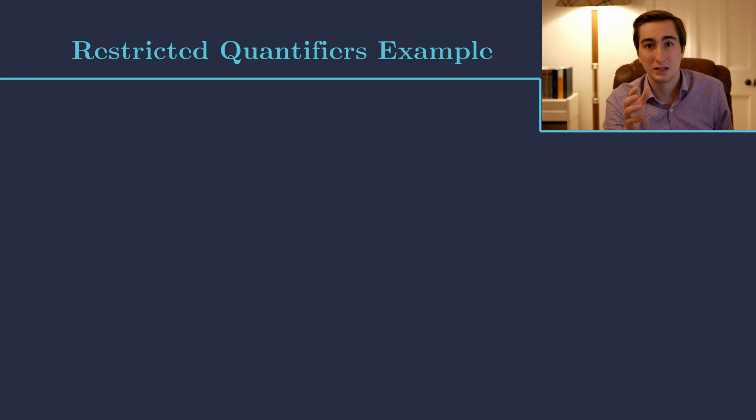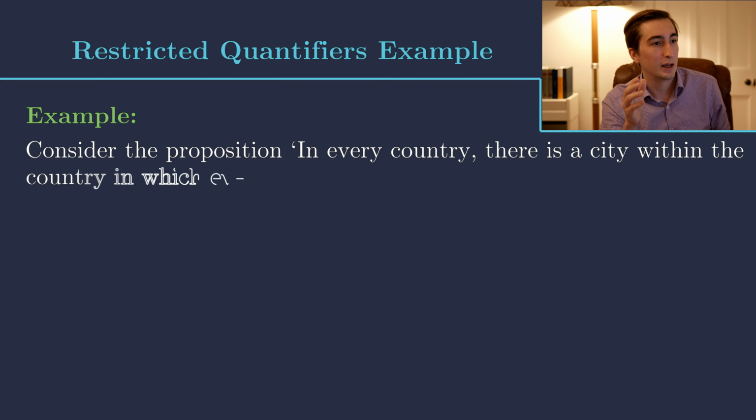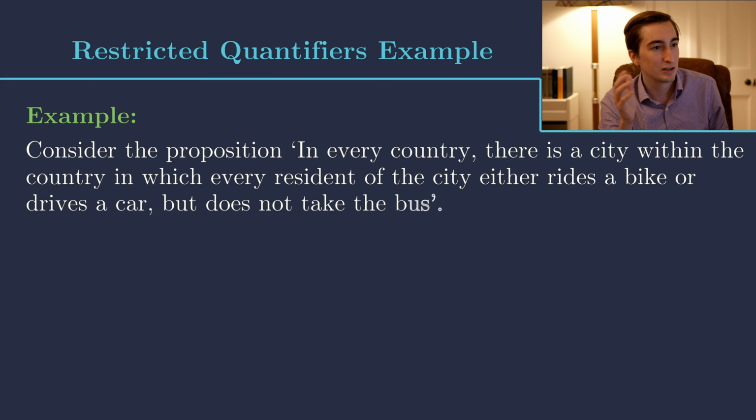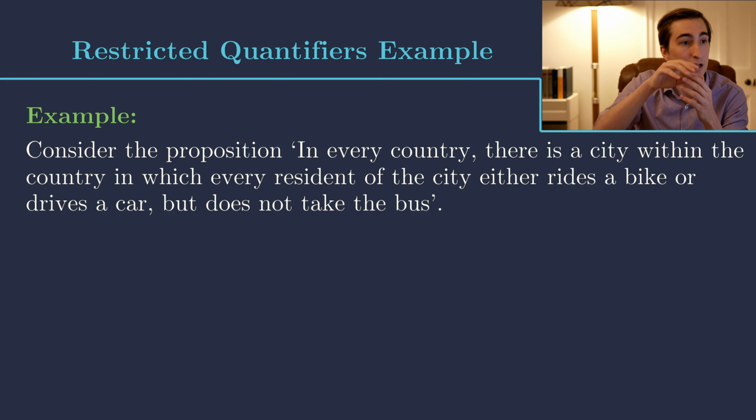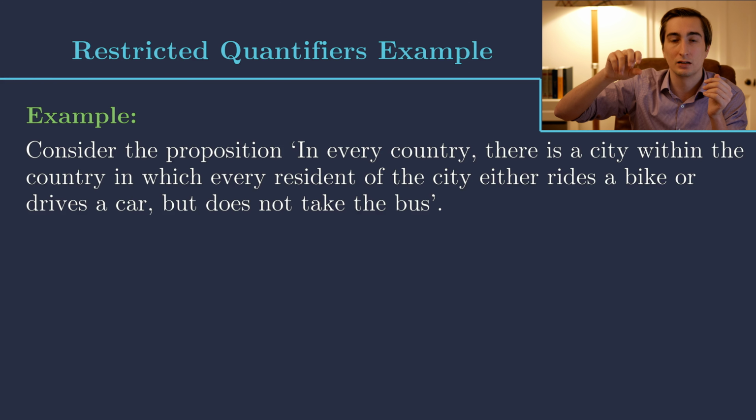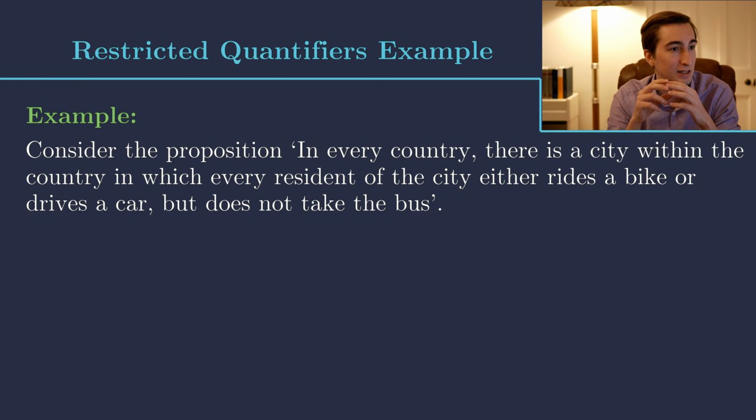So we're going to start with a particular proposition, and we're going to formalize it using these restricted quantifiers. The proposition is: in every country, there is a city within the country in which every resident of the city either rides a bike or drives a car, but does not take the bus. So we see how as we go along, our domains are getting restricted, right? Because we've got a country, and then the city has to be in that country, and the person has to be a resident of that particular city.